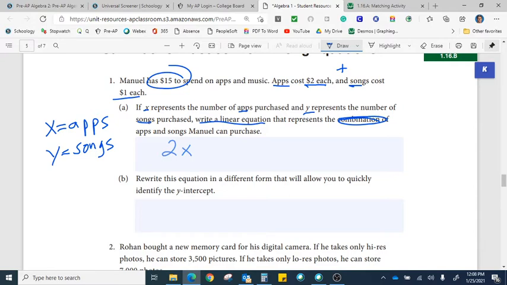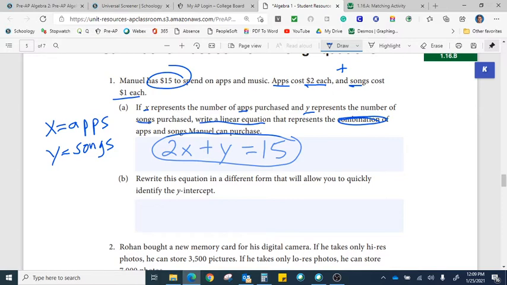Okay, that and is a plus sign. And songs are $1 each. So I can either write it as 1y, and then it's going to end up equaling the total, which is $15, or get used to this way. Let's write it as y. Okay, so there it is. Circle it and you're good.